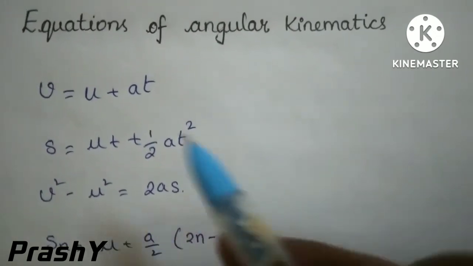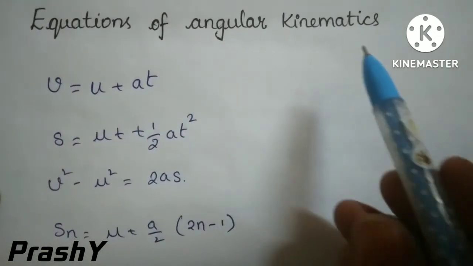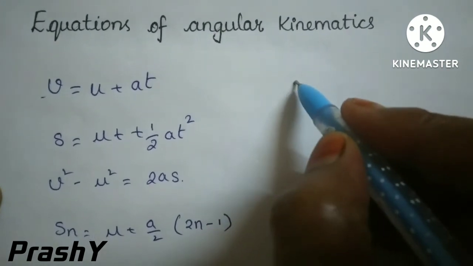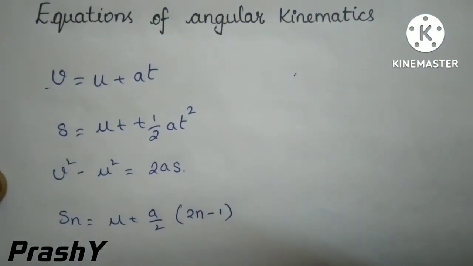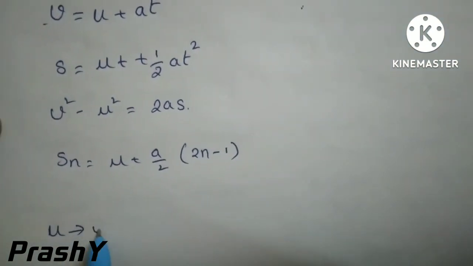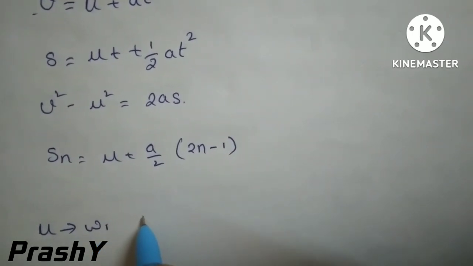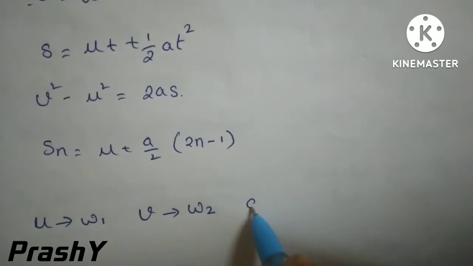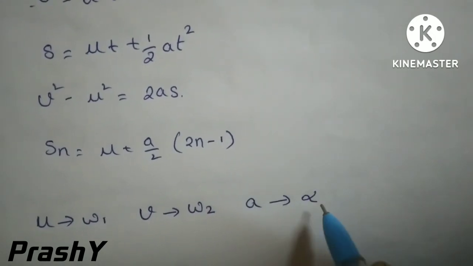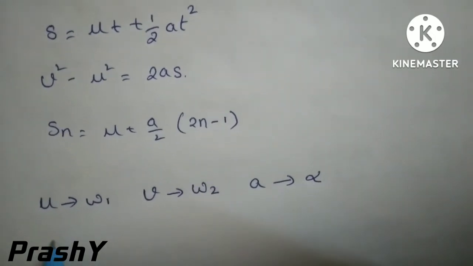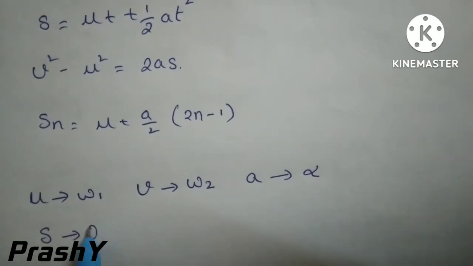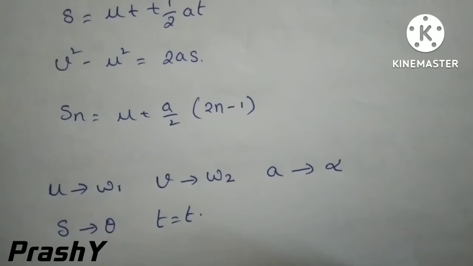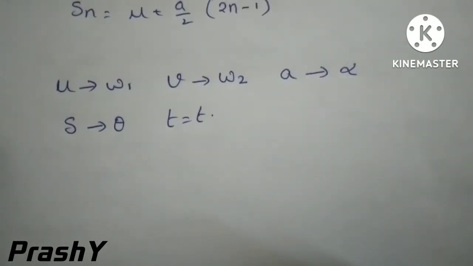So let us replace these with angular kinematics. Initial velocity u will be replaced with omega 1, and final velocity v is replaced with omega 2. Acceleration is replaced with angular acceleration alpha, displacement is replaced with theta, and t remains t. So I will rewrite the equations now.